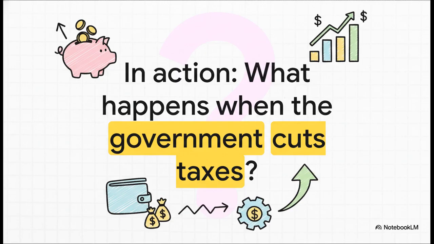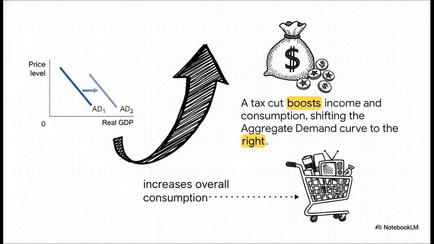Okay, let's take that first example and really walk through it. Imagine the government announces a big cut in personal income taxes, hoping to give the economy a little boost. What does our brand new dashboard predict is going to happen? Well, the first thing that happens is that you and I have more cash in our pockets, more disposable income. So, naturally, we go out and spend more. That increase in consumption pushes the entire aggregate demand curve over to the right, from AD1 to AD2.